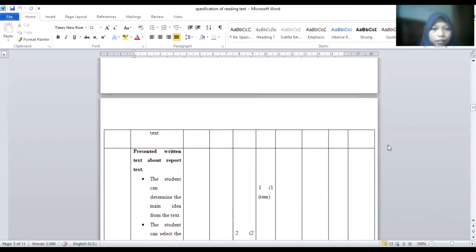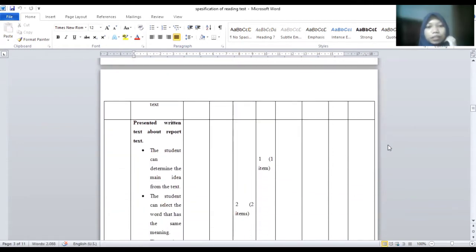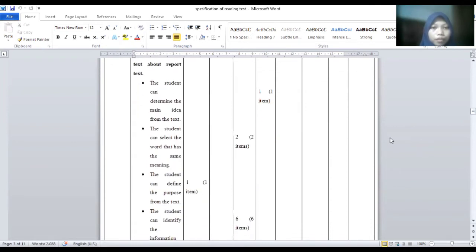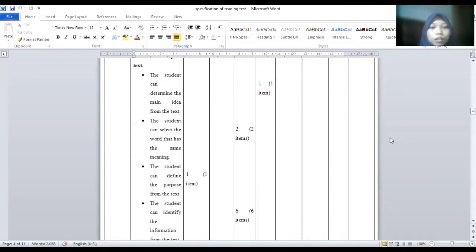And then presented written text about report text. The first is the student can determine the main idea from the text. Cognitive domain is analysis, one item. And then the student can select the word that has the same meaning. Cognitive domain is application. There are two items.